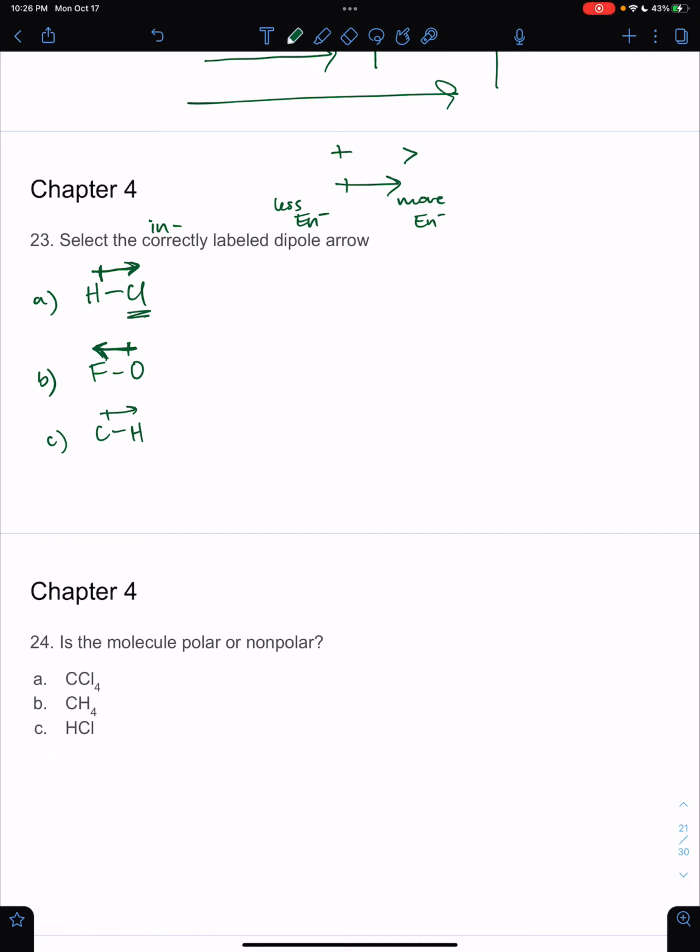Now this one, a CH bond. The problem with this bond is that this one is non-polar. So there can't be a dipole arrow because there's no dipole. There's no polarity difference. Well, there is a small difference, but not enough to be considered a polar bond. So this bond is non-polar. So there should never be a dipole above a CH bond, because there's no dipole there. So this one is incorrect.